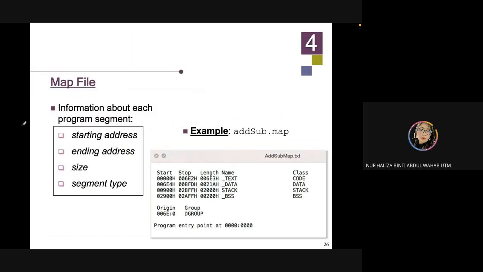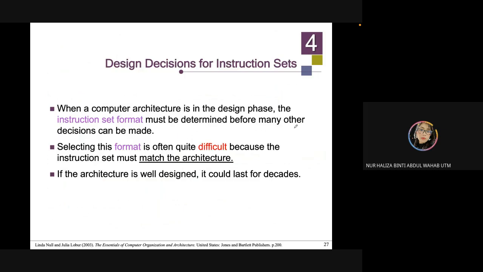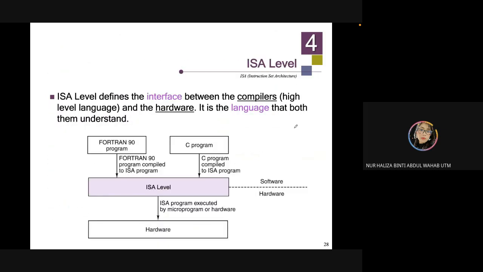Okay, another one I mentioned that you need to know is the map file. What is the map file? What is the content inside your map file? From the starting address to your ending address, the size, and also your segment type. So normally if you open your project, you can see there is the .map, and after that, nothing else is shown. Okay. So those are the things that you need to remember.